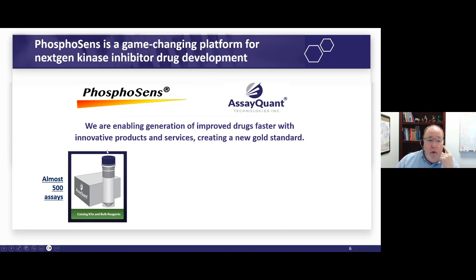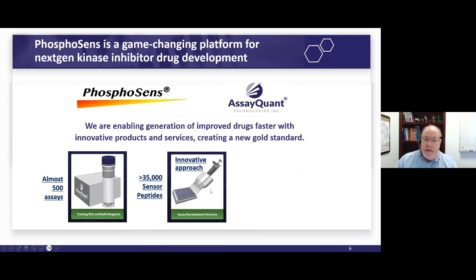What we do at Assay Quant, we have a whole variety of kits and bulk reagents that we can supply for over 500 assays that we have available now. And so those will enable you to do those in your lab. If your kinase of interest is not available, we can actually develop those assays for that kinase in-house, and we have a very good track record of delivering on those, partly based on the fact that we've been doing this for a while. So we have over 35,000 sensor peptides in our bank right now, and we do an awful lot of work making sure that these sequences are related to the substrates of your kinases of interest. So we will work with you to develop these assays.